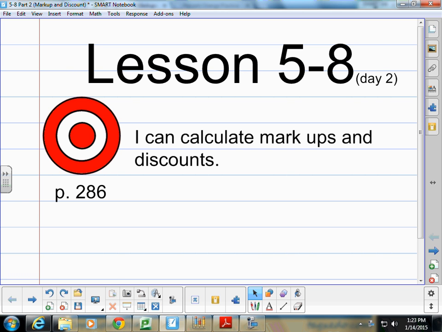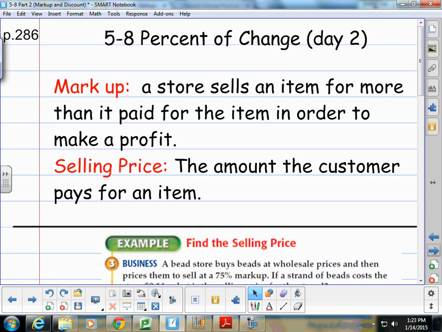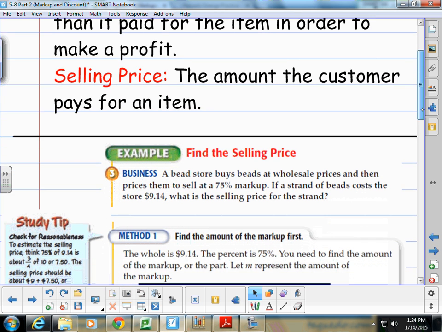What we're talking about today is on page 286 in your textbook. Markup is when a store sells an item for more than it paid for the item in order to make a profit. Makes sense? The selling price then is the amount the customer pays for an item. So just some things that you're going to hear that you're going to want to keep in the back pocket so you can understand everything.